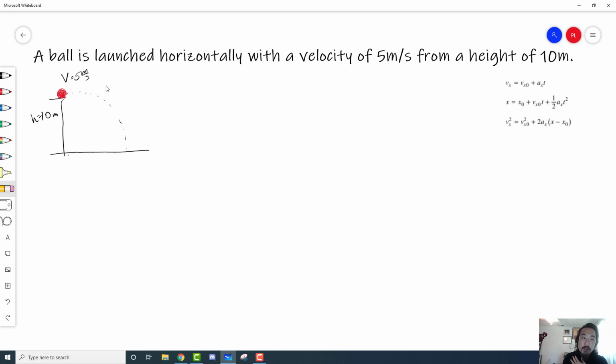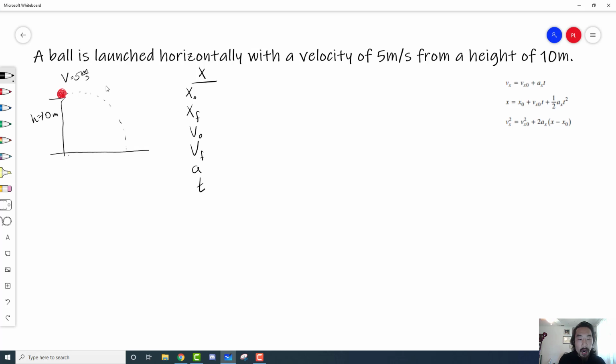Okay, so the very first thing that I want to do is create a variable table. The first one that we're going to do will be for the x-axis. This is all of the variables that are affecting this ball along the x-axis. So we have the initial position, the final position, the initial velocity, the final velocity, the acceleration, and the time.